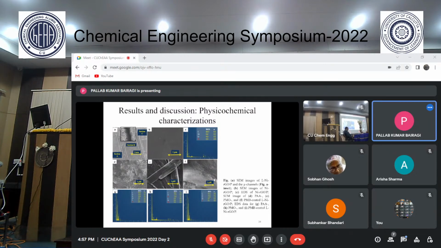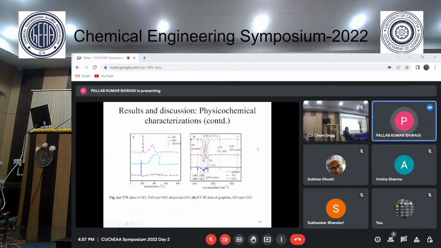This is the TPR data, which was used to determine the reduction condition, and we observed that the entire NiO dispersed graphene oxide can be reduced around 550 degrees centigrade. Graphene oxide is around 200 degrees centigrade, and NiO is in between 450 to 550 degrees centigrade. So the reduction temperature was maintained at 823 Kelvin during the reduction of the NiO dispersed graphene oxide for the preparation of nickel nanoparticle dispersed reduced graphene oxide.